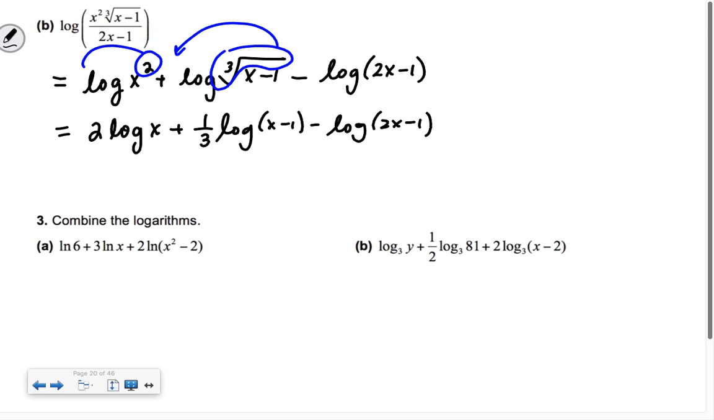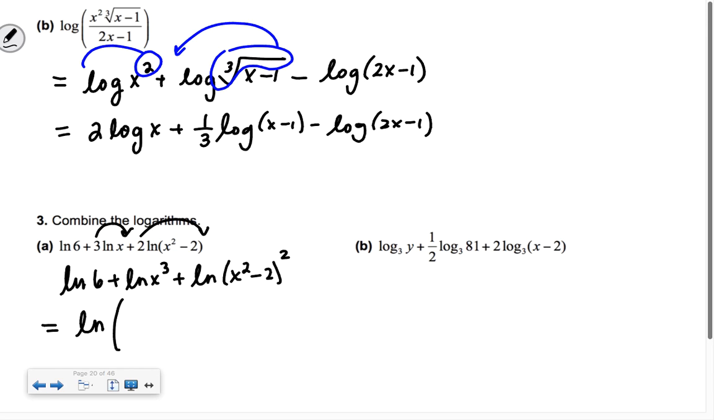So the same thing happens when we expand. We're going to combine these. We're going to go in the opposite direction. So this one, if I combine it, I'm going to bring my powers up. So I'm going to have natural log of 6 plus natural log of x cubed plus natural log of x squared minus 2 quantity squared. So when I combine it into one logarithm, it's going to be natural log 6x cubed times x squared minus 2 squared, like that. You cannot bring the squared in unless you actually FOILed it out. So we would leave it like that.